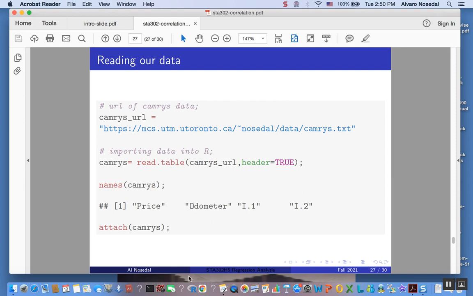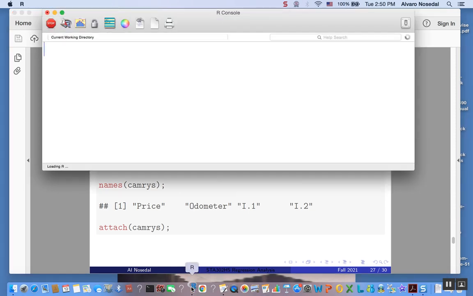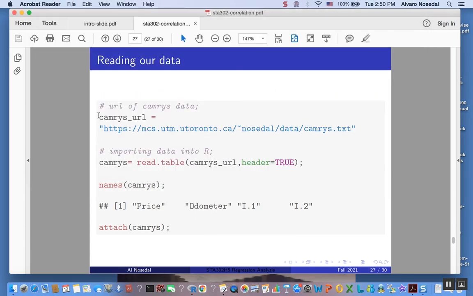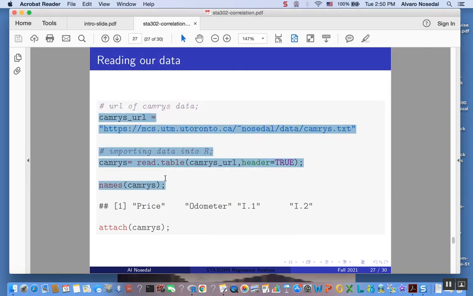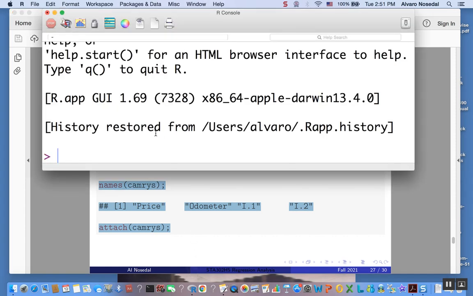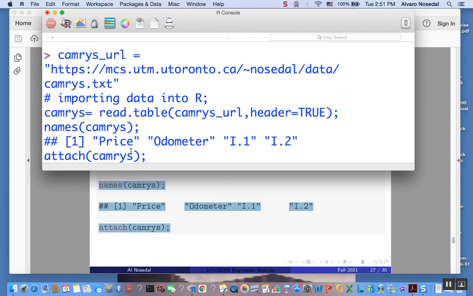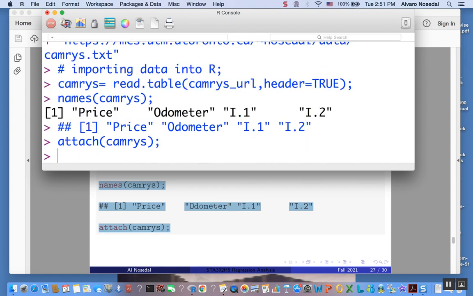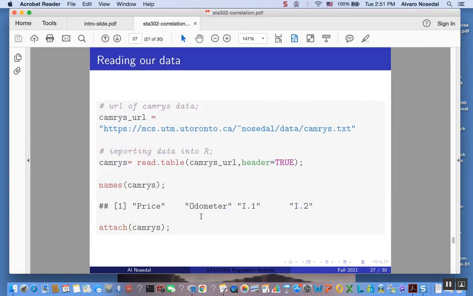So let's launch R and let's copy and paste what we have from this example. This we have done before. Remember, we have read the data, imported the data into R, and then we obtained the names of the variables involved, and we also asked R to remember those names so we can refer to them later. Let's see, everything seems to be working fine.